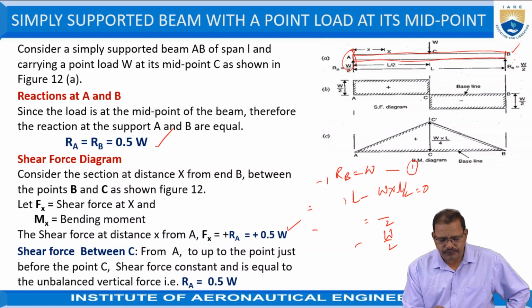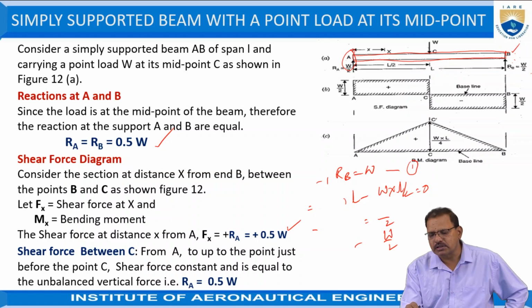The shear force between C and A, that is, at B is equal to minus W by 2. Since there is no shear force acting between B and C, it remains constant. But at C, suddenly the W force is acting positive. So it is minus W by 2 plus W. The resultant is W by 2. It moves in upward direction. So, in other words, at C it is equal to minus W by 2 plus W.